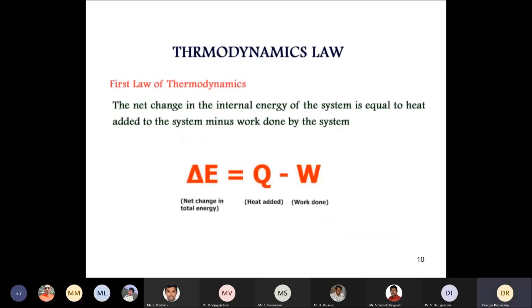So don't be confused about the equations. We all get confused when we first see any equations, and we lose our interest in studying that particular subject.